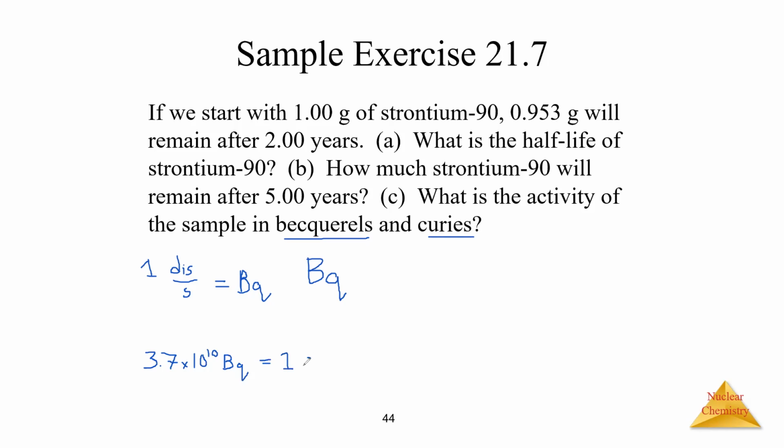will be equal to a single Curie. So the symbol for Curie is Ci. And one of those Curies is going to be equal to 37 billion becquerels.